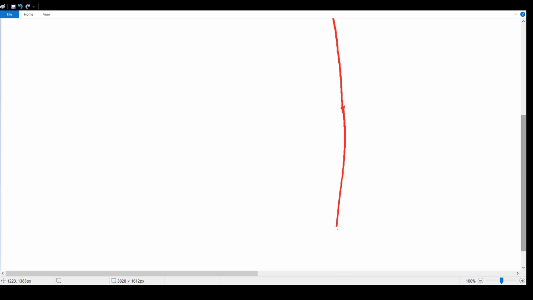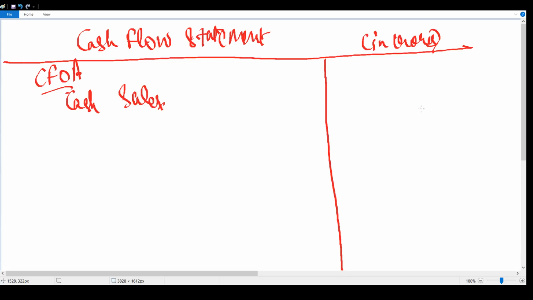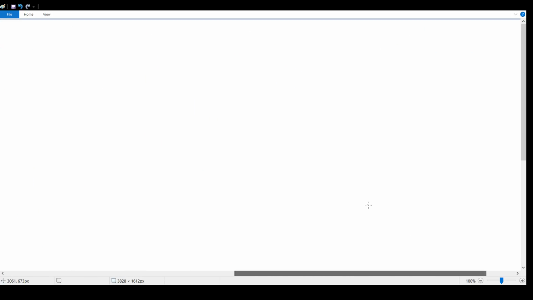Cash from operating activities. First, cash sales. All the amount is in crores. First amount is 131 crores. So that means we will prepare a working note here.